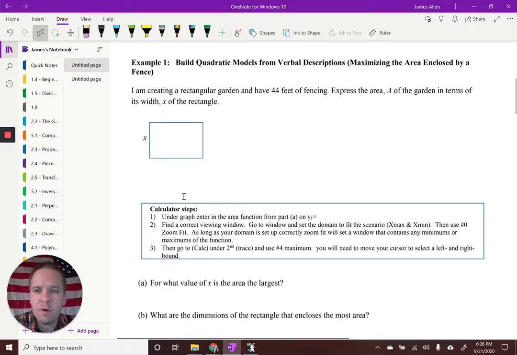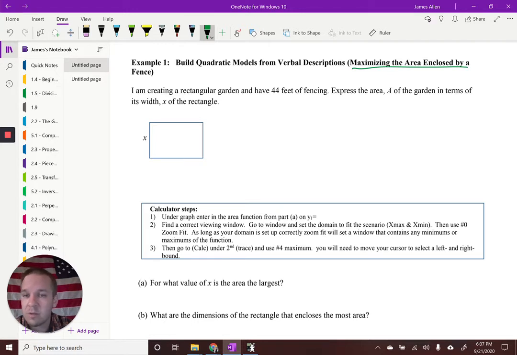All right, so we're creating a rectangular garden and have 44 feet of fencing. This seems real. I do have a garden in my yard, and it probably is about 44 feet of fencing. All right, express the area A of the garden in terms of its width, x of the rectangle. That's our first part here. And if you're going to be making a garden, do you want the least amount of area you could possibly have, or do you want to maximize that space? I want to maximize my space. Okay. So I have a feeling that that might be what we're going to do here. Yep. Look at that.